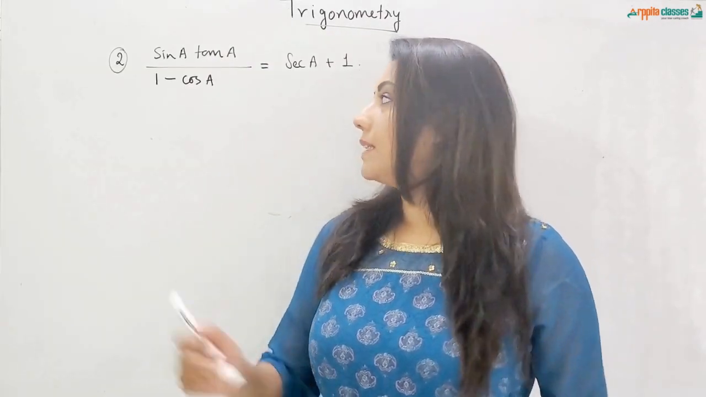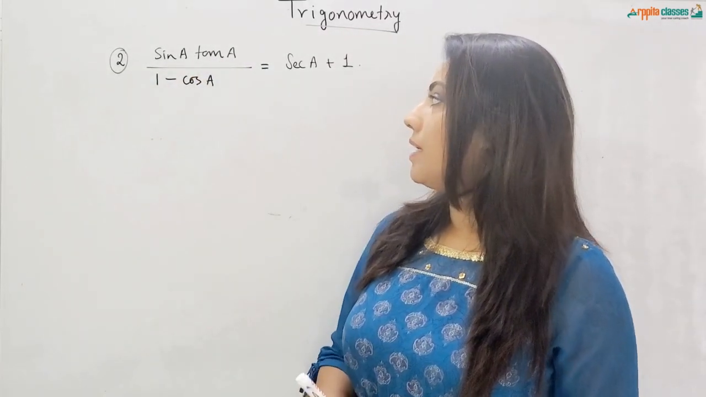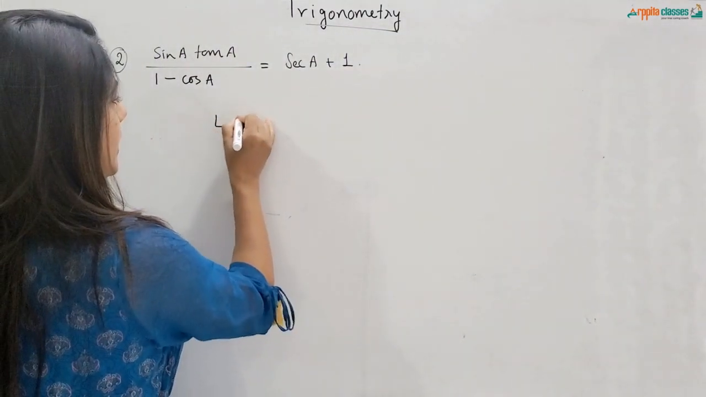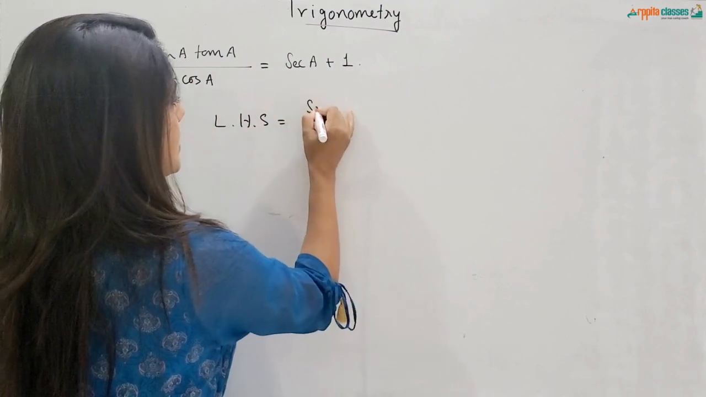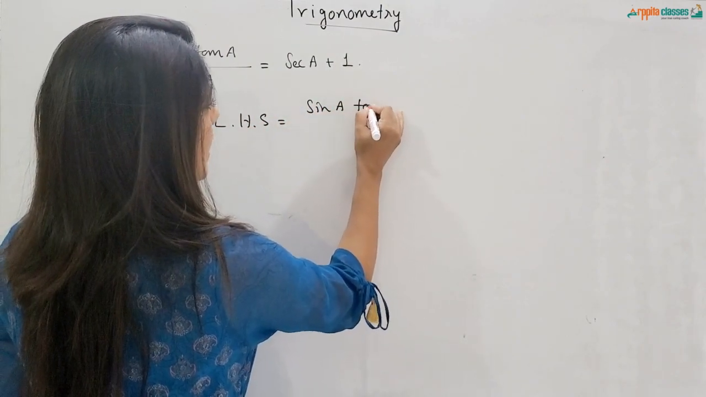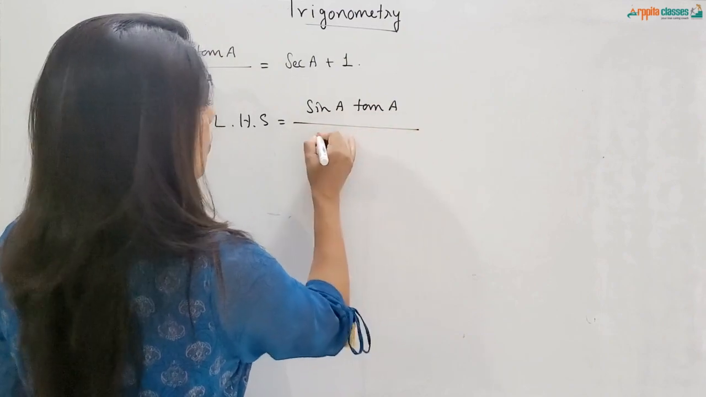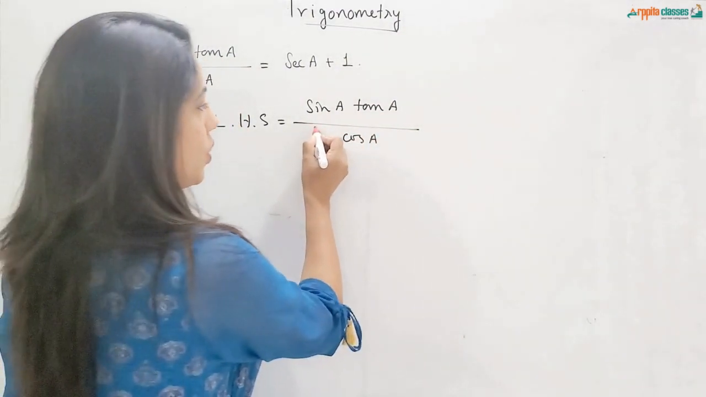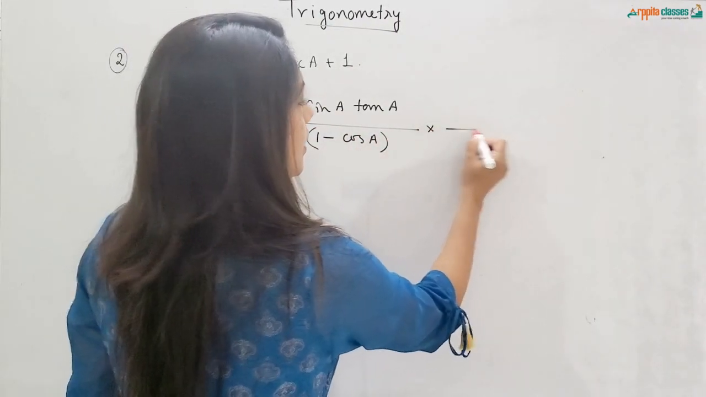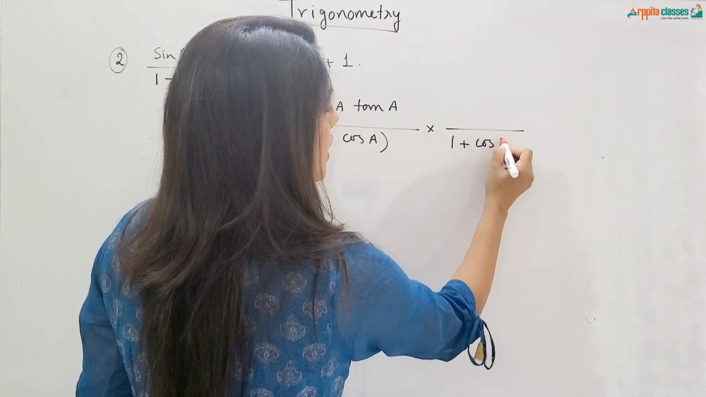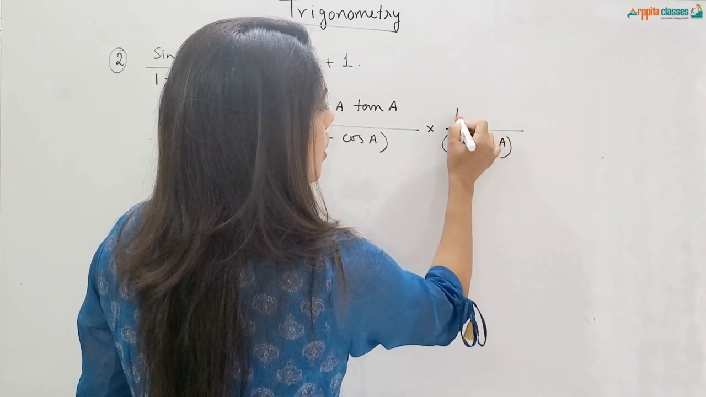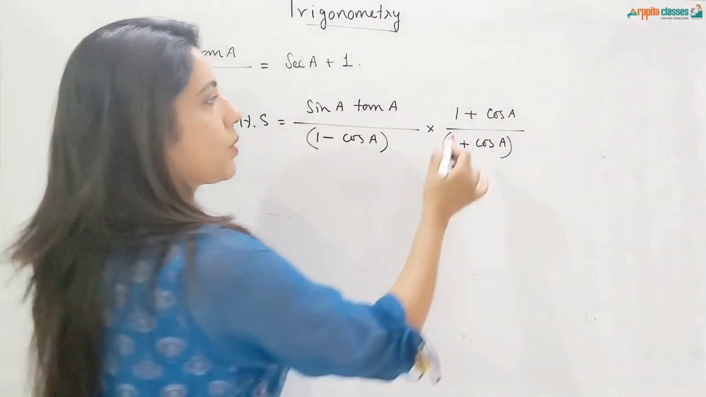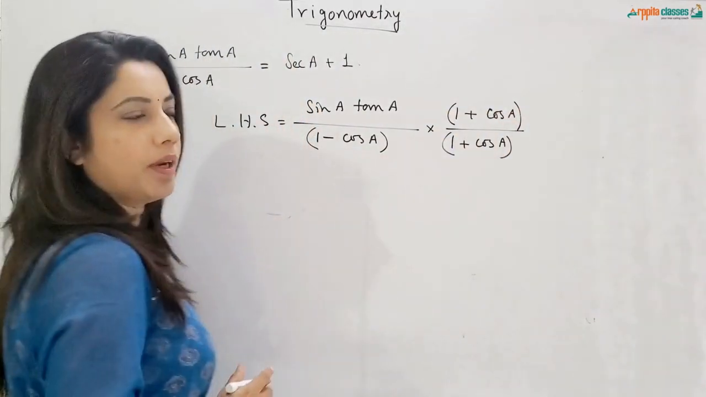Let us start with the next sum. Sin A tan A upon 1 minus cos A is equal to sec A plus 1. So we'll take the left hand side. It is sin A tan A upon 1 minus cos A. Let us multiply by the conjugate of it, that is 1 plus cos A. To rationalize the denominator, we are multiplying by the conjugate of 1 minus cos A, which is 1 plus cos A, to the numerator and denominator.